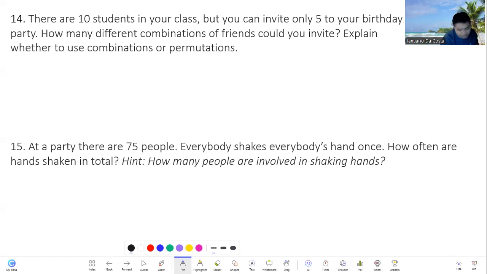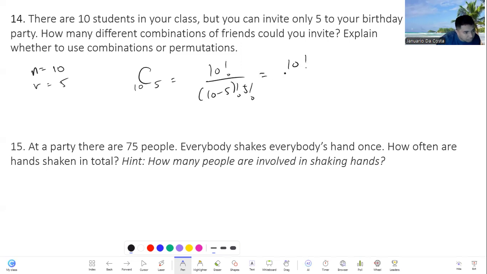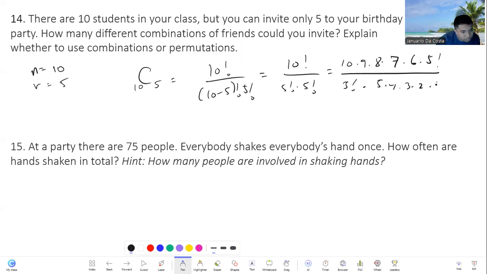That's why it's combination. So our N here, this is a very simple calculation. N is equal to 10, and R is equal to 5. So 10 factorial over (10 minus 5) factorial times 5 factorial, which is 10 factorial over 5 factorial times 5 factorial. You have 10 times 9 times 8 times 7 times 6 times 5 factorial over 5 factorial times 5, 4, 3, 2, 1. Then you cancel this out. So what do you get?